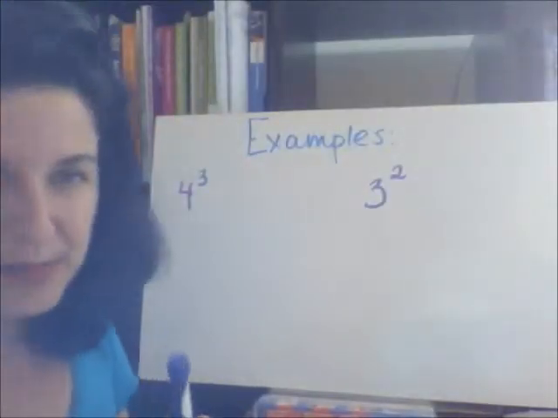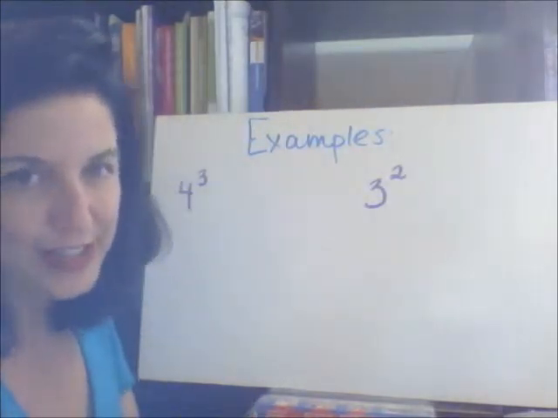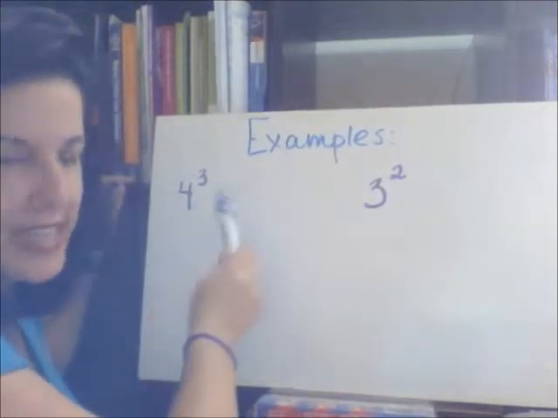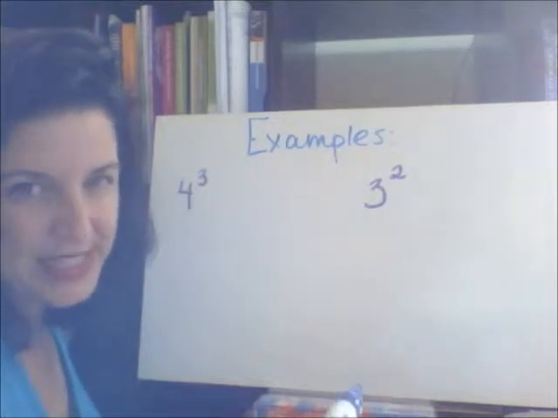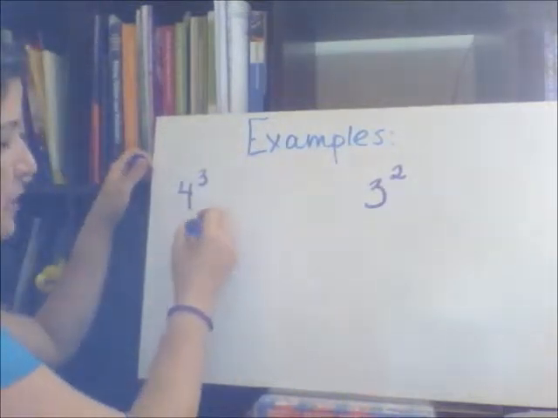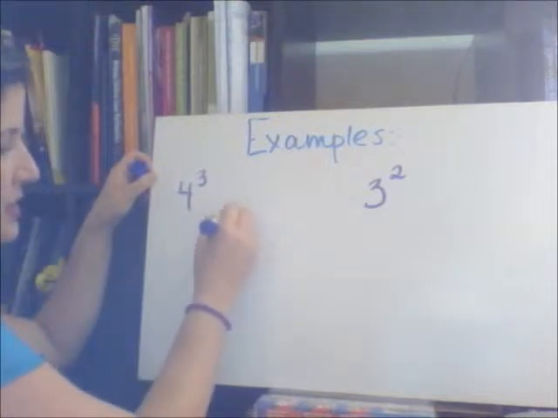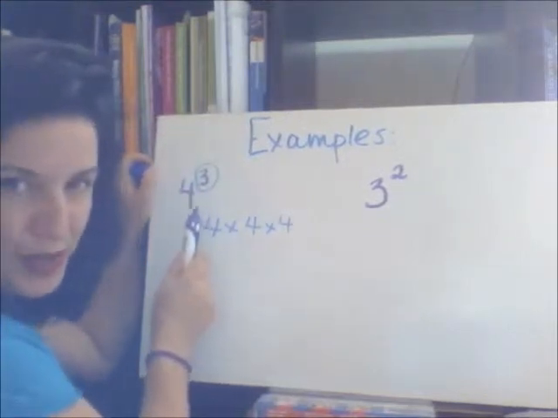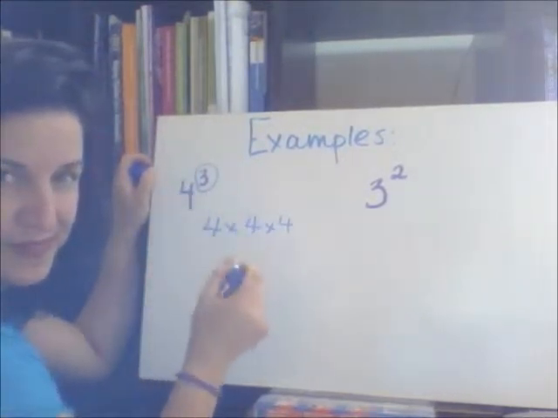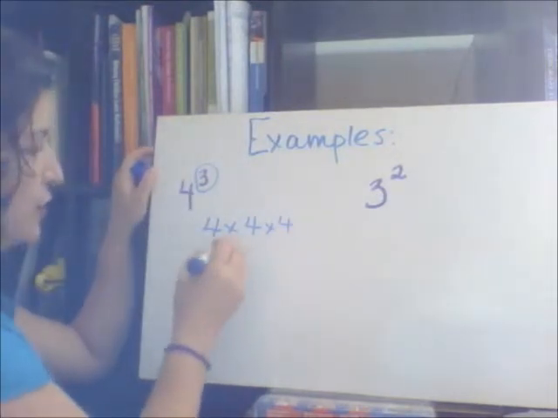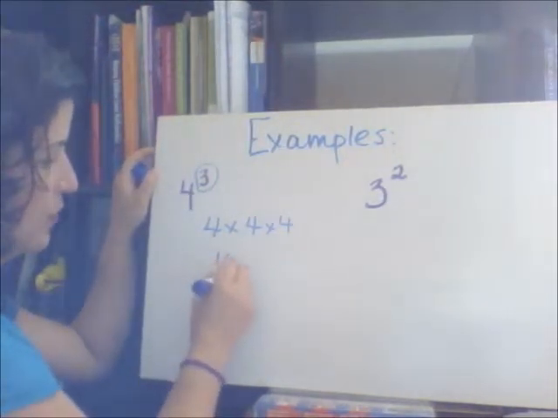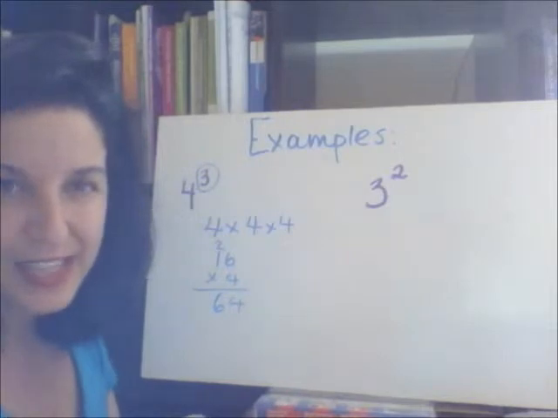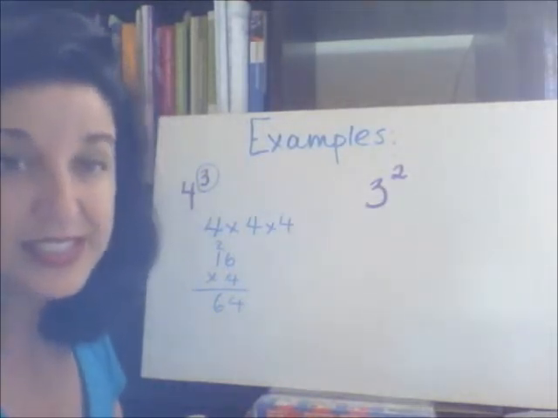I've just got a couple more examples to show you on how to calculate exponents. This one is 4 to the power of 3. Sometimes we also say 4 cubed, but if that's too complex, it doesn't matter. That's the same as saying 4 times 4 times 4, because it says to multiply 4 by itself 3 times. Well, 4 times 4 is 16, times 4 is going to be 64. So 4 to the power of 3 equals 64.